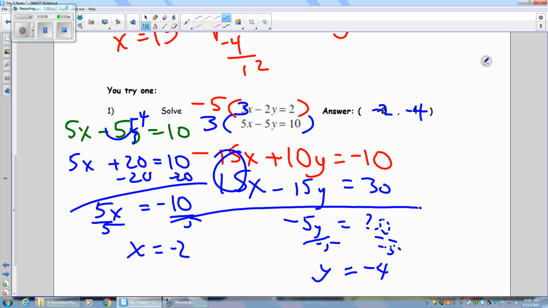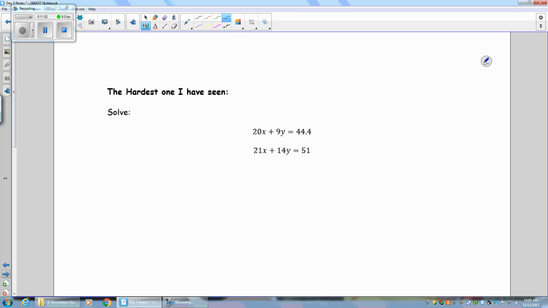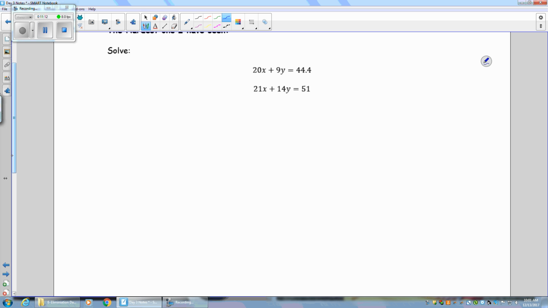All right, one more for us. The hardest one that I have ever seen is on the next page. This one showed up on the state test a couple years ago. It actually showed up as a word problem, but I'm not even going to give it to us like that. So let's take a look at this bad boy. So this one has decimals, so that's harder there. And what in the world are you going to multiply 20 by to get 21, or 9 by to get 14? That's really, really tough.